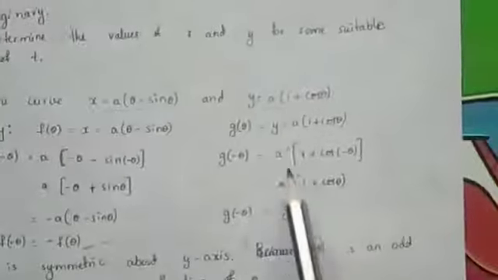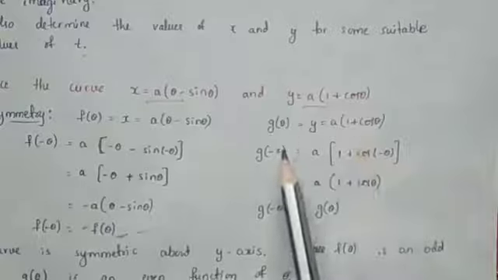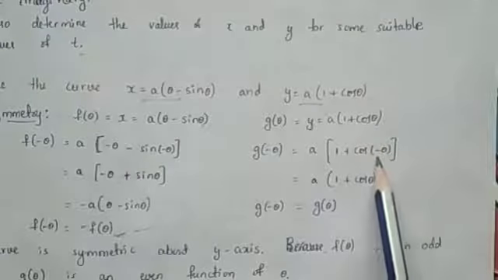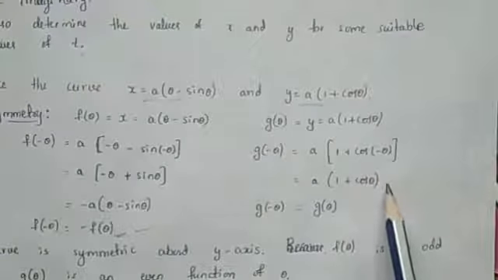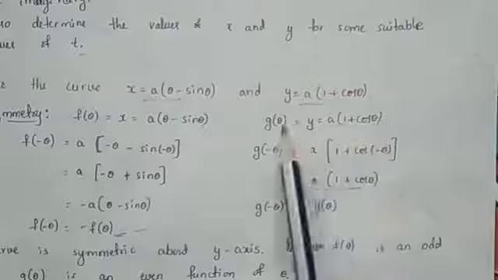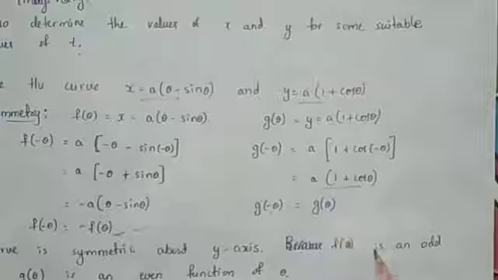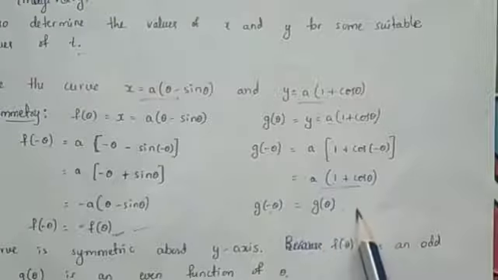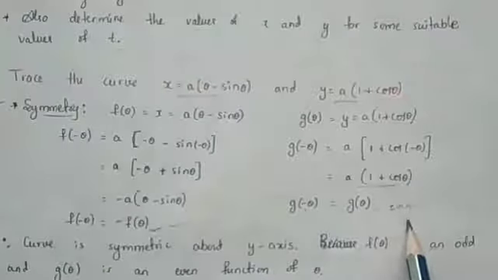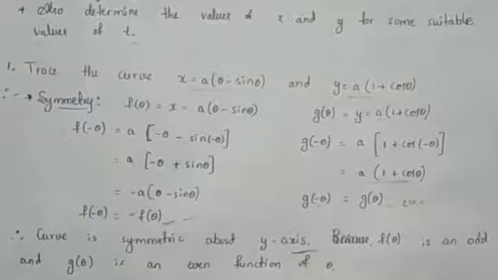Okay. Next. g of theta is equal to a into (1 plus cos theta). You replace theta by minus theta. g of minus theta is equal to a into (1 plus cos of minus theta). Cos of minus theta is cos theta. So a into (1 plus cos theta) is nothing but g of theta. Replacing theta by minus theta, you get the same equation of the curve. So it is an even function. f of theta is an odd function and g of theta is an even function of theta. Hence we say the curve is symmetric about the y axis.